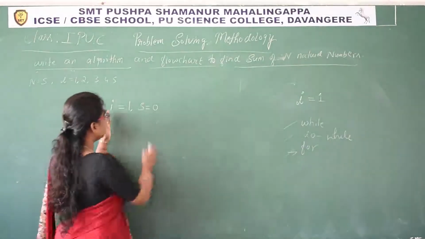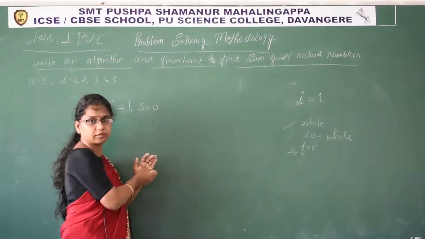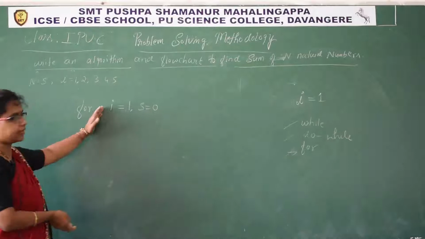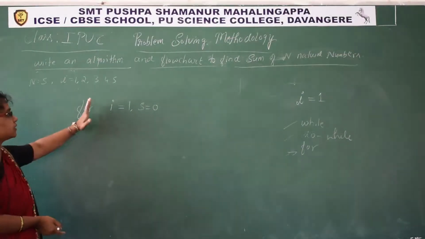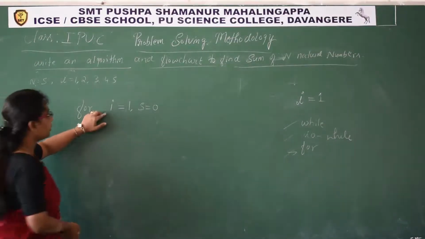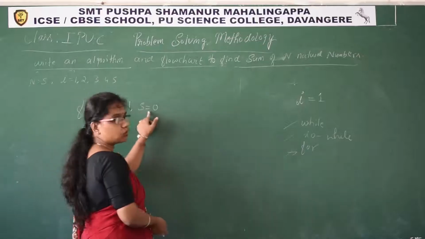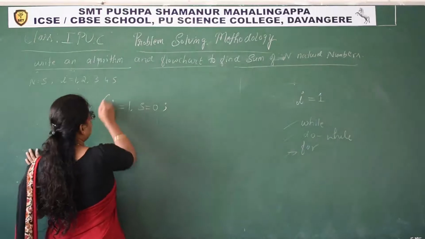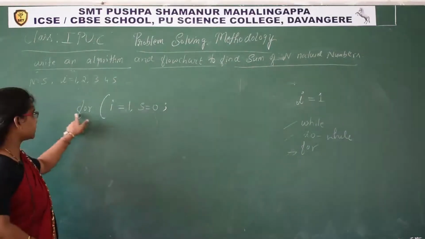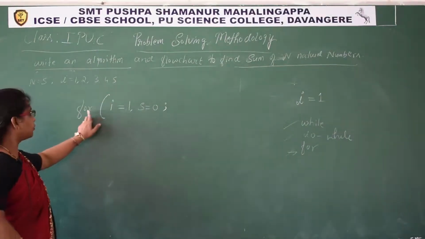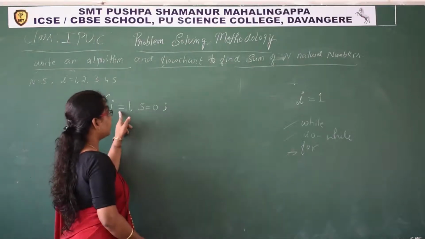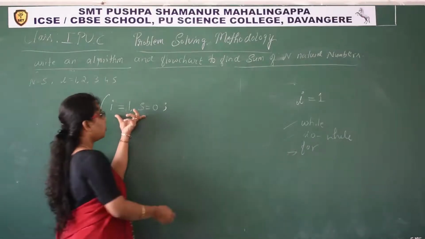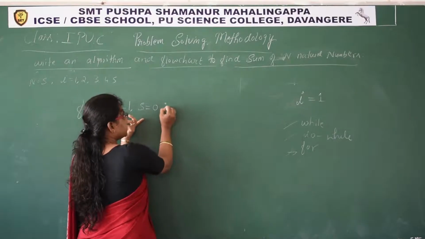The first part is initialization part. In algorithm we'll write like this, in program we'll write the exact syntax. I is equal to 1, s is equal to 0. So this is initialization part, this is over, or I'll write bracket. So this is the exact syntax of for. For I is equal to 1, initialization part. After initialization part is over, you must write a semicolon.